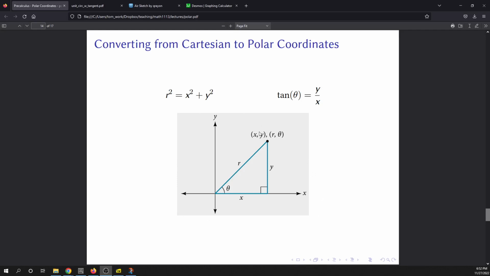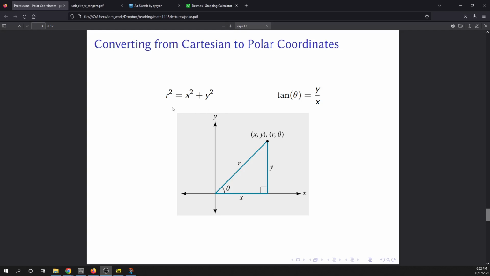We are given Cartesian coordinates in this conversion, so we know what x and y are, and we want to find what r and theta are. Here you can see the two equations that we're going to use to do that.